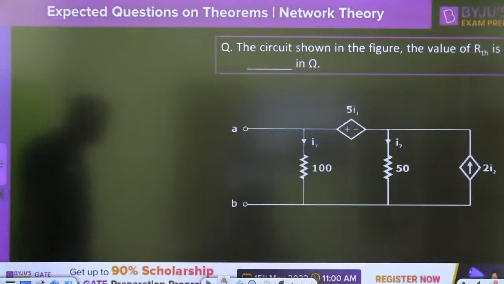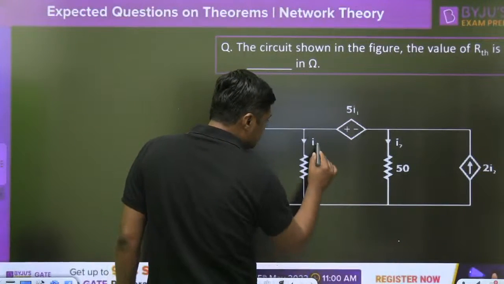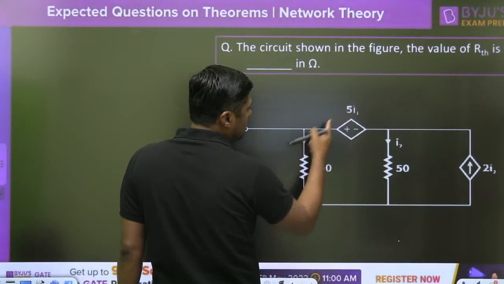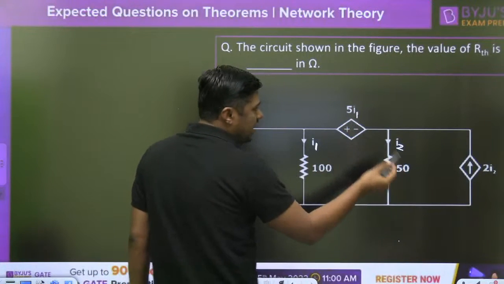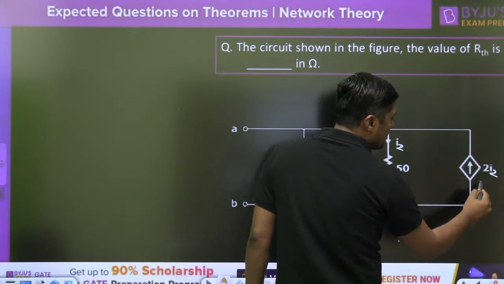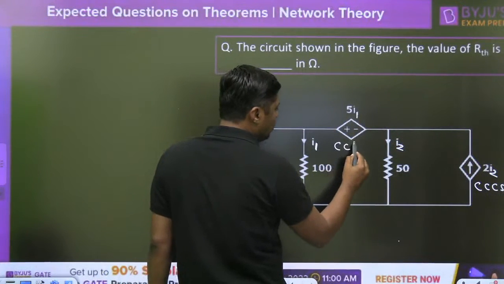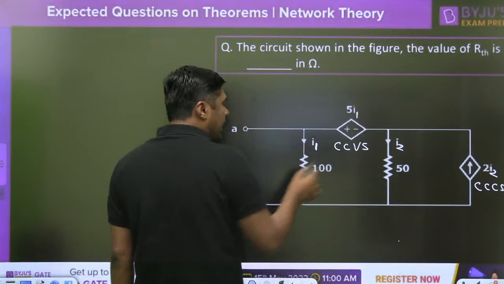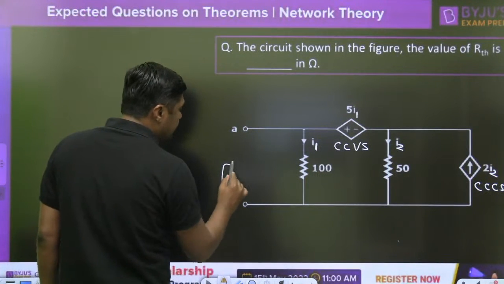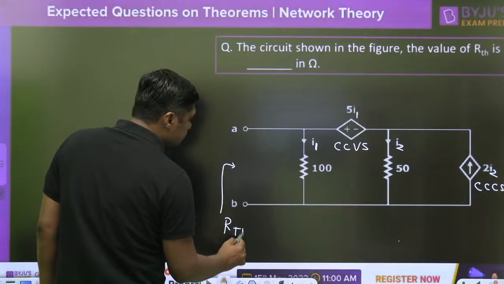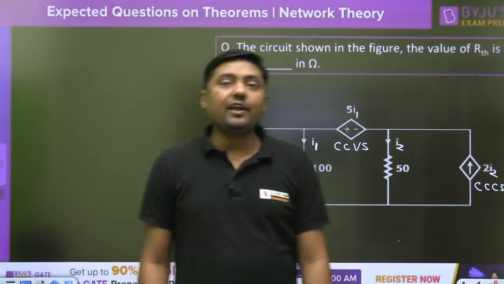Then third question, again on dependent sources. This is the current I1. On this I1, this is the 5 I1, this is the I2. On this I2, this is a 2 I2. This is a current controlled current source. This is a current controlled voltage source. I1 and I2. You have to find the RTH at this point. RTH at this point. And try to solve this question.